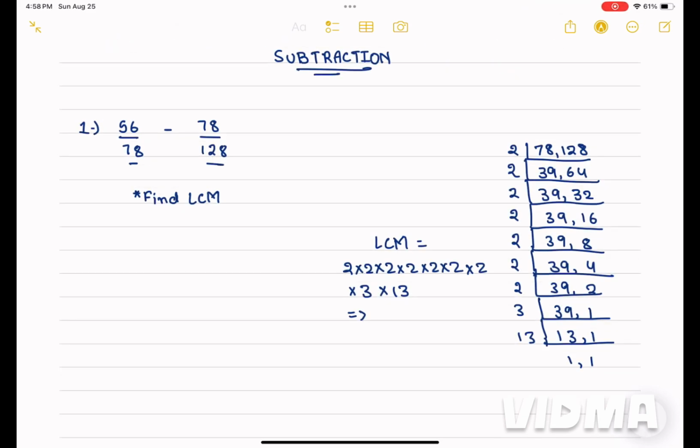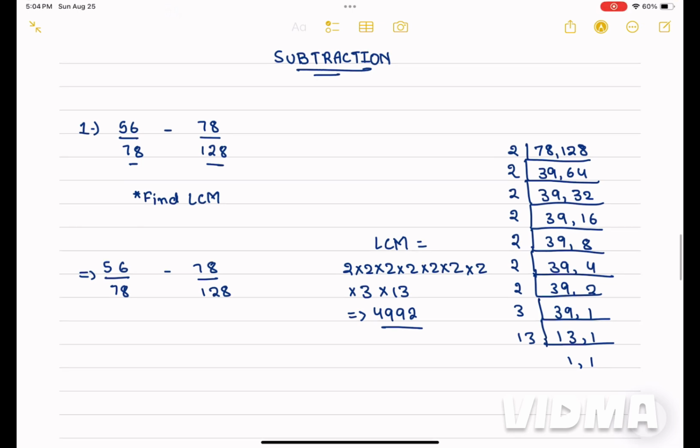Here we have subtraction. It's the same rules as addition. You check the denominator. If the denominator is the same, you keep it the same, subtract the numerators, and you have your answer. If it's different, find the LCM. So here I'm finding the LCM of 78 and 128, which is 4992. That's a huge number, but it's fine, we can do this. It's simple multiplication. Just make sure you don't mess up your multiplication, because that will affect your final answer, which will be wrong.